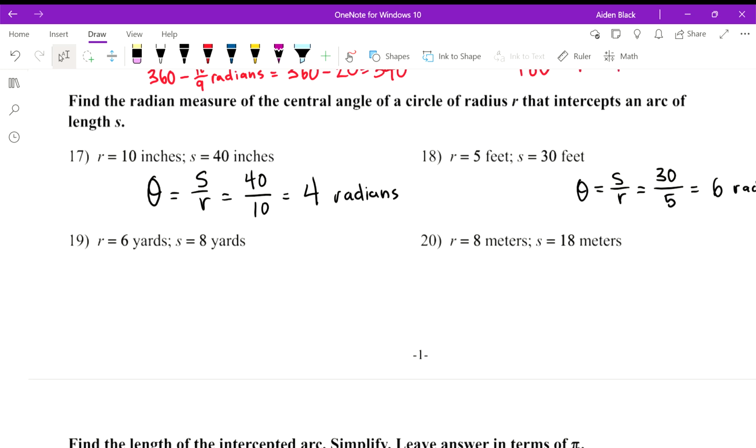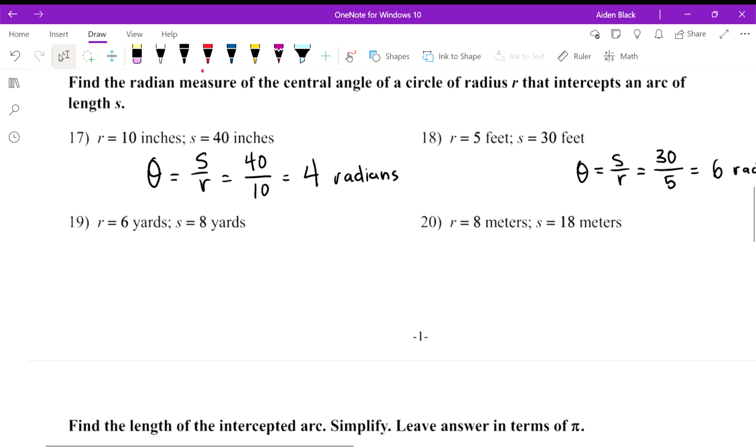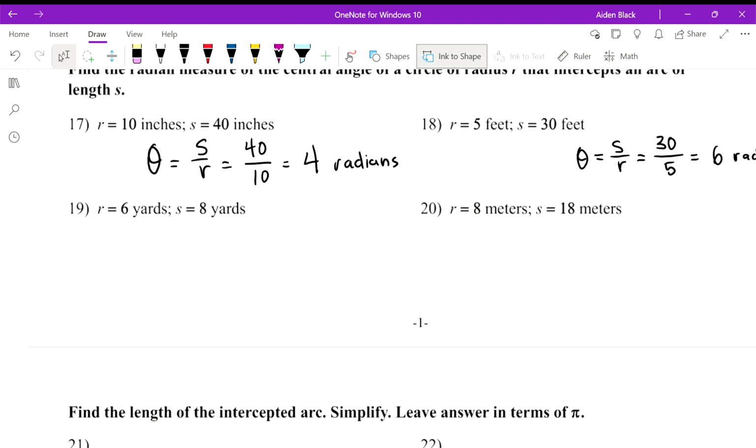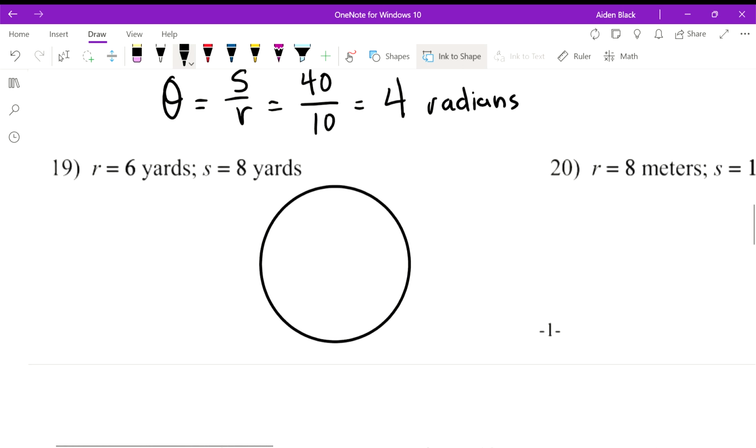So questions 17 through 20 ask you to find the radian measure of the central angle of a circle of radius r that intercepts an arc of length s. I kind of want to draw pictures so you guys understand what's going on here. So imagine we had this circle and we know that the radius is 6 yards, and that we know that the intercepted arc is 8 yards. So it's going to be a little bit longer than the radius. So this would be about 1 radius right there. So it's a little bit more.